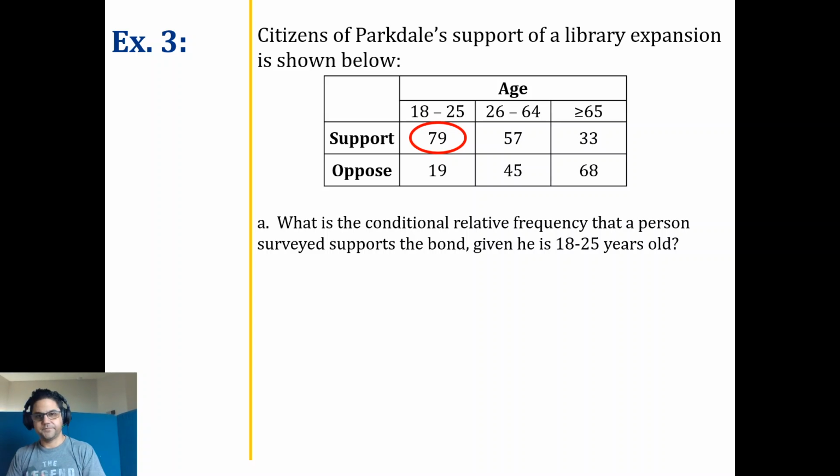So I got the 79. That's the support. And let's see. I need this number. That's the total of the age group. So conditional is going to tell me to divide by the 98. So just in that age group, about 81%. If it was all of the people, that would be the grand total, which is down here in the right corner, currently missing.